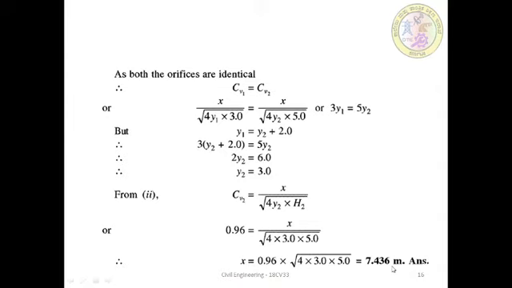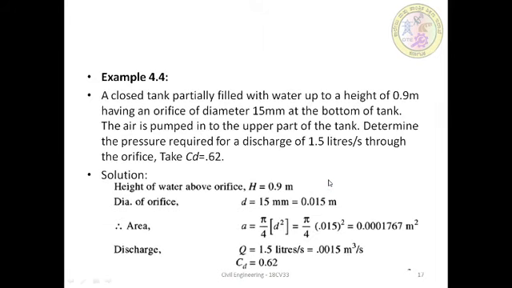So now the location x as well as y1 and y2 are calculated in this example. That is the location of the point where exactly the two jets of water coming out from the orifice are going to meet. So that is the problem which is asked here. Now let us take another example.